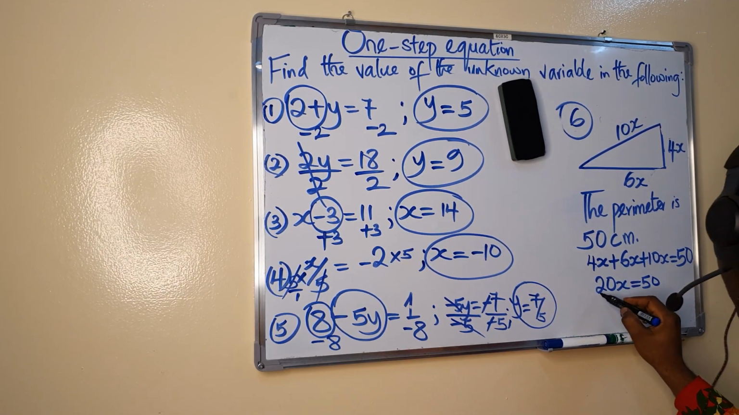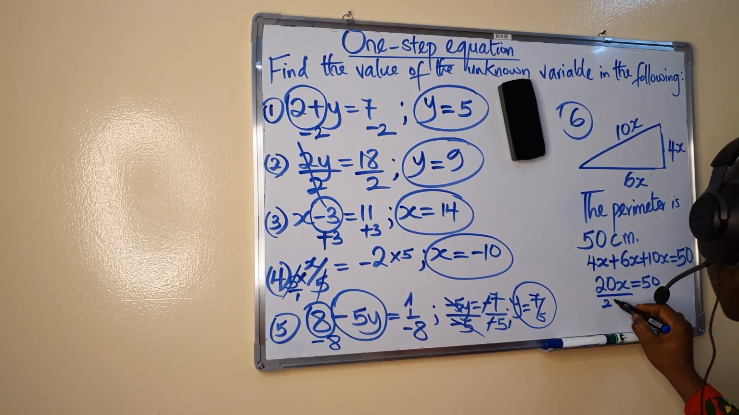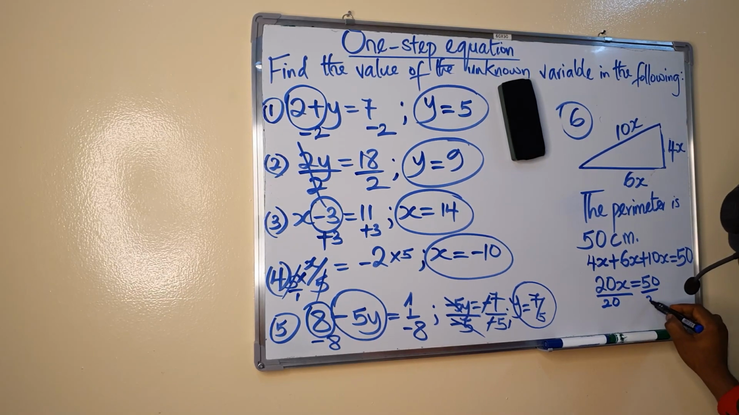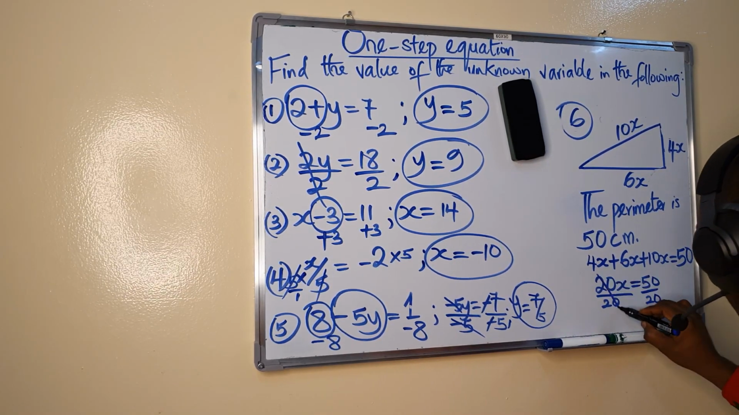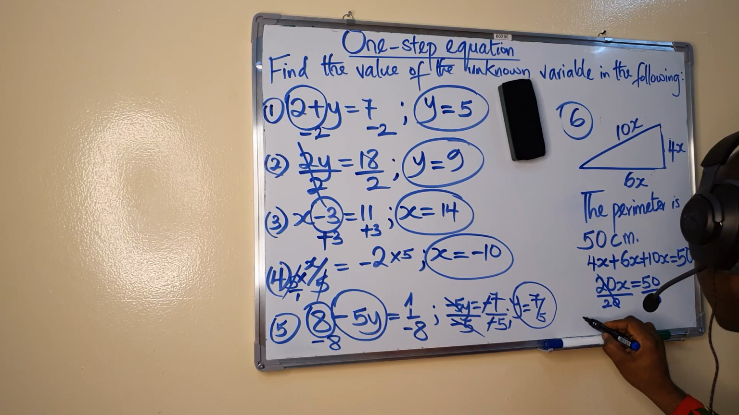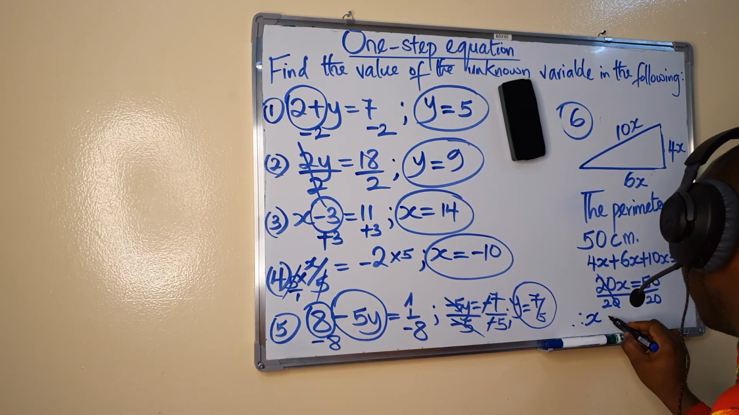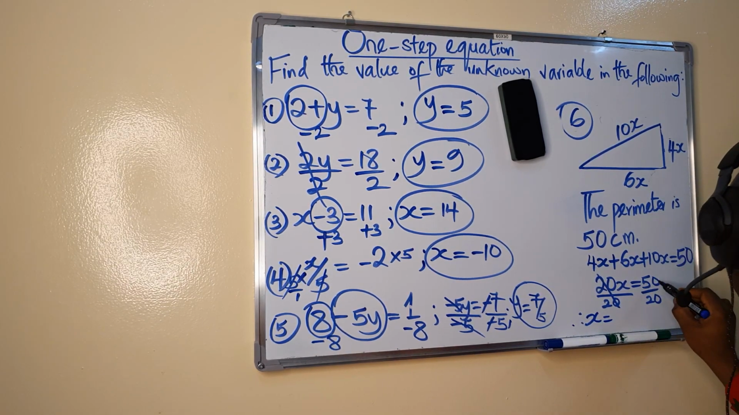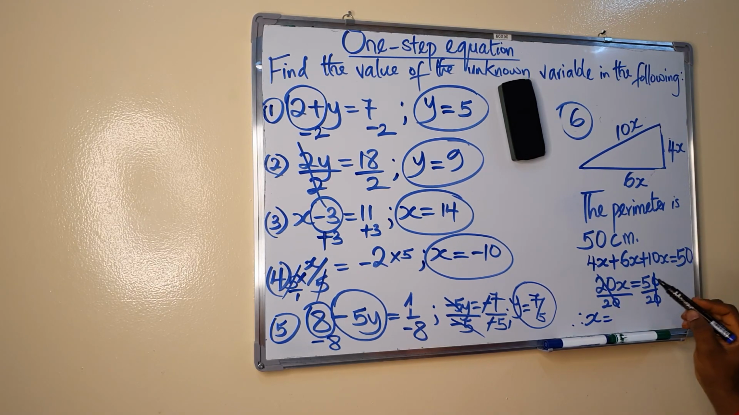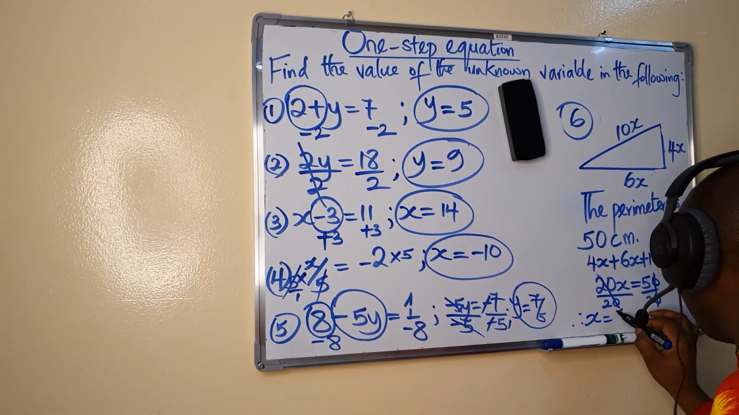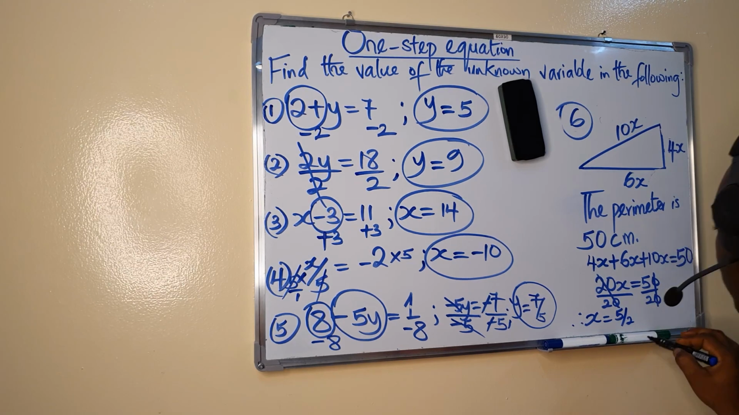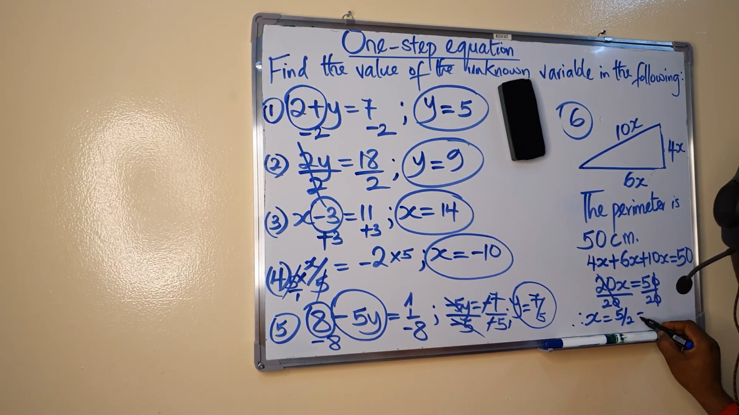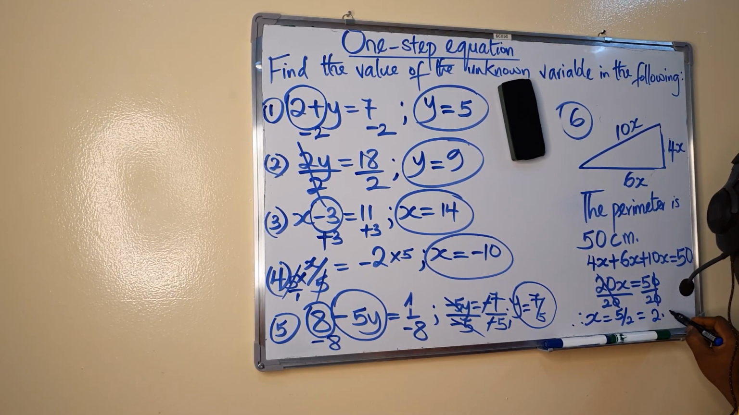Now, this is 20 times x. To get x alone, we are going to divide by 20. Divide this side by 20. Divide this side by 20. So 20 goes away. It means that the value of x is equal to 50 upon 20. I can remove this 0, so that my answer is 5 upon 2. If you break it down to decimal, it is the same thing as 2.5.